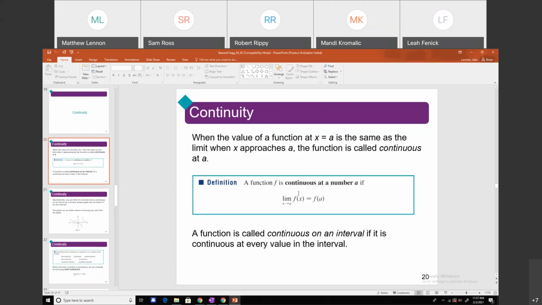So you can talk about continuity at a point. If you say a function is continuous, that means it's continuous on its domain. If you talk about an interval, it would mean it's continuous at every point on that interval.